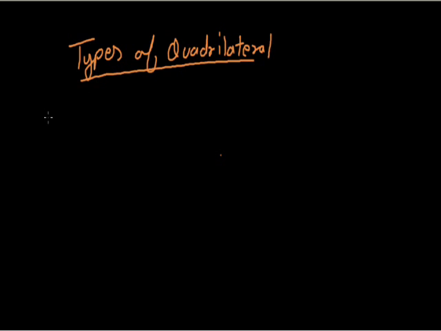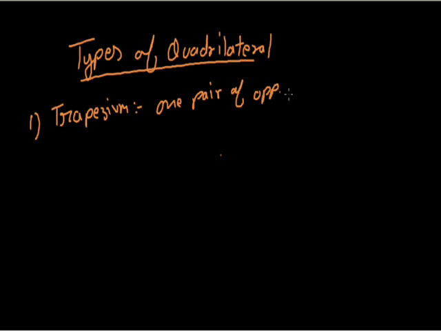Now the very first type is trapezium. Trapezium is a quadrilateral in which one pair of opposite sides are parallel. One pair of opposite sides are parallel. उसे हम ट्रेपेजियम बोलेंगे.